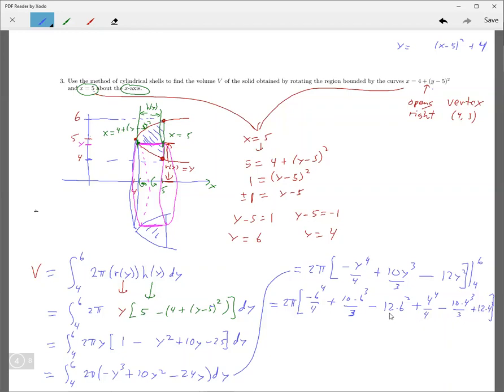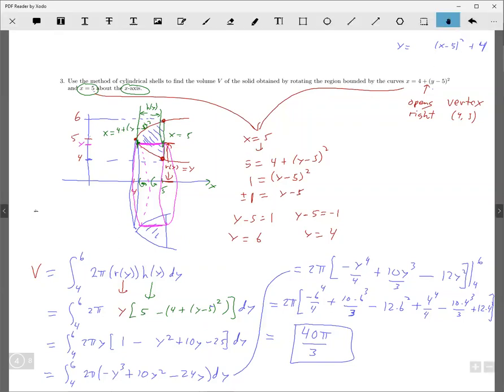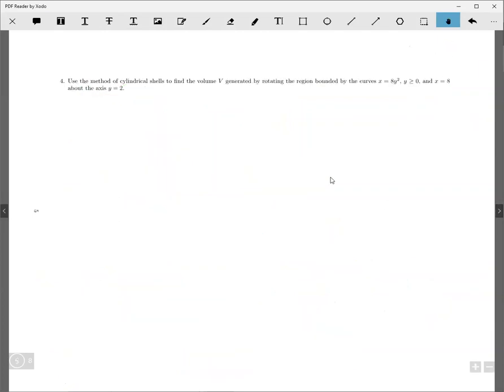Okay, I believe that's it. Let me double check. Yeah, that's it. So I simplified it with the calculator and got 40 pi over 3 as the answer. Okay, great. Any questions before I move on? Okay, let's move on to number 4.